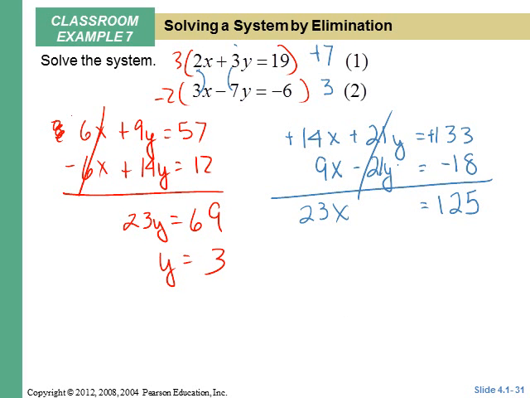Should be 5. 23 times 5, is that? No, it's 115. This is supposed to be 115. That's what you don't get when you don't have a calculator. Divide both sides by 23, and you get x is 5. So my answer is (5, 3).